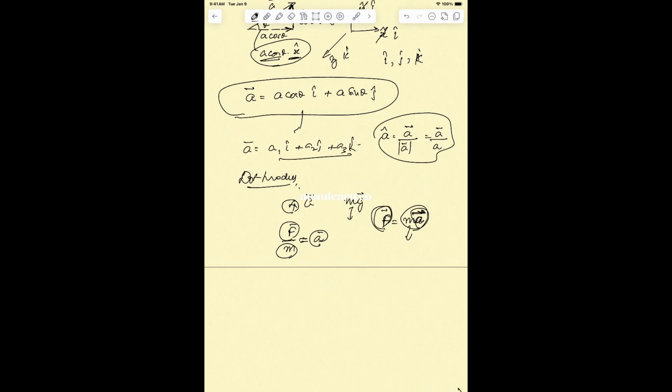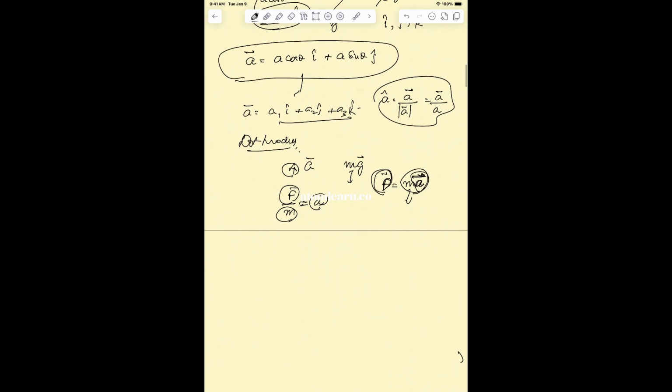Now we'll go to the dot product of two vectors. When you have two vectors, you can multiply them. There are two ways of multiplication involved in this. One is called the dot product, also called the scalar product, and the other is called the cross product, which is also called the vector product.